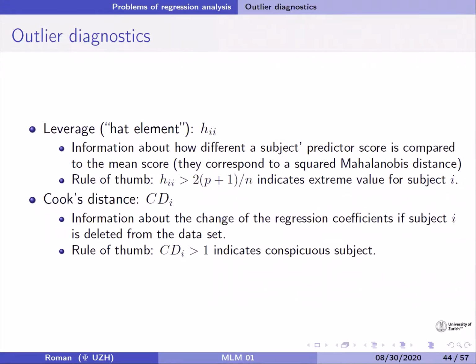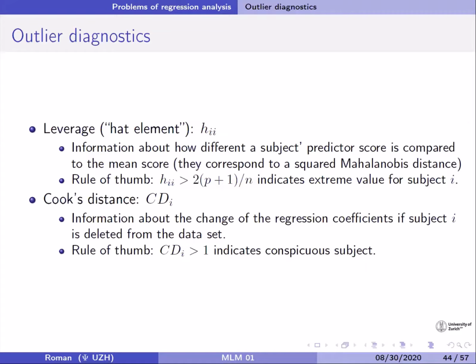Now let's look at outlier diagnostics. These are ways to assess if there are individual cases, outliers, which might not be representative of our population, that are having a large influence over the regression results. Leverage is one way of calculating this. It gives information about how a different subject's predictor score compares to the mean score. If you're familiar, they correspond to a squared Mahalanobis distance, which is a multivariate distance estimate.